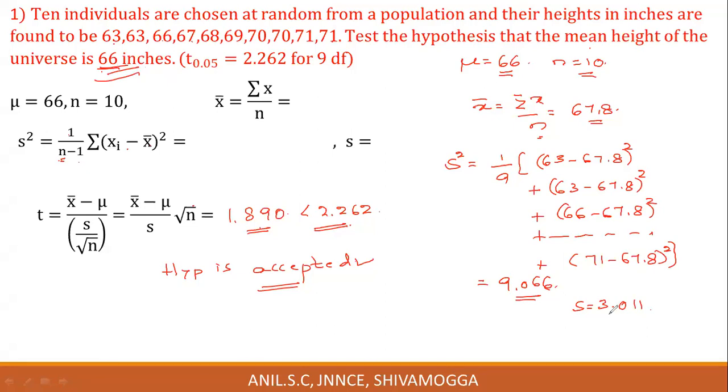This is an important problem. Hypothesis is accepted. That means mean height of the universe is 66 inches. So this statement is accepted.